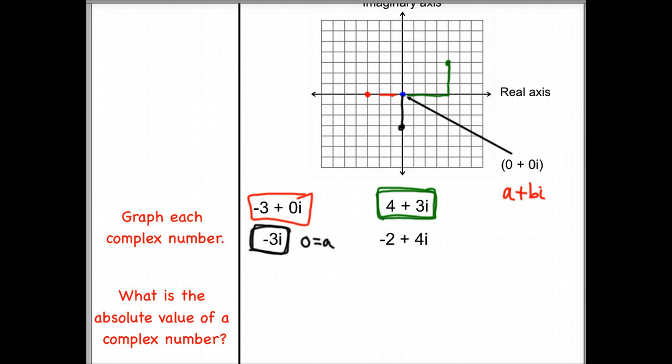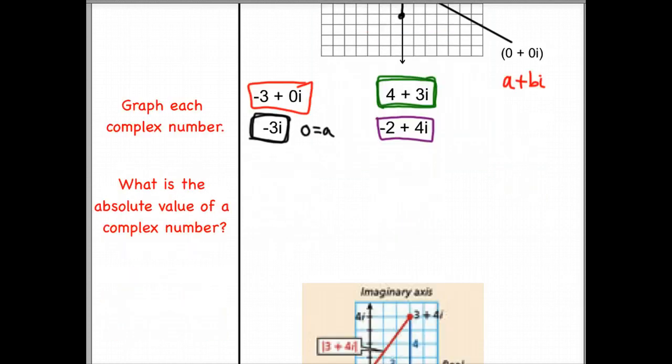And our last point we're going to graph is going to be in purple, and it's negative 2 plus 4i. So we start at the origin, and we go to the left 2, 1, 2. And then we have a plus 4i, so we go up 4. 1, 2, 3, 4. So those are our new points graphed on the axis.